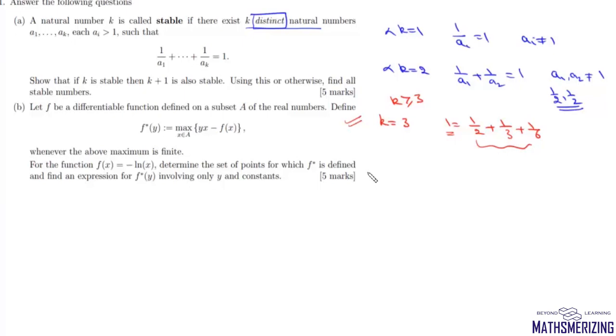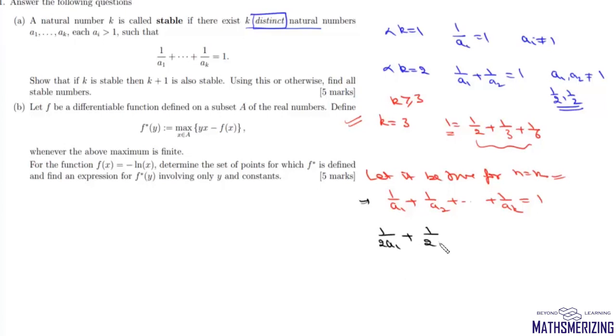Now we'll let it be true for n equals k. If it is true for n equals k, then we can write 1 upon a1 plus 1 upon a2 plus 1 upon ak, and this value is equal to 1. Now using this result, we have to prove that it is true for n equals k plus 1. So what we'll do is, in this we'll divide everything with 2. We'll get 1 upon 2a1, 1 upon 2a2 and 1 upon 2ak, and this is equal to 1 by 2.